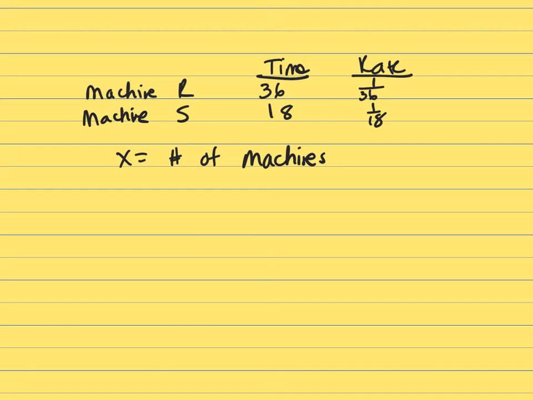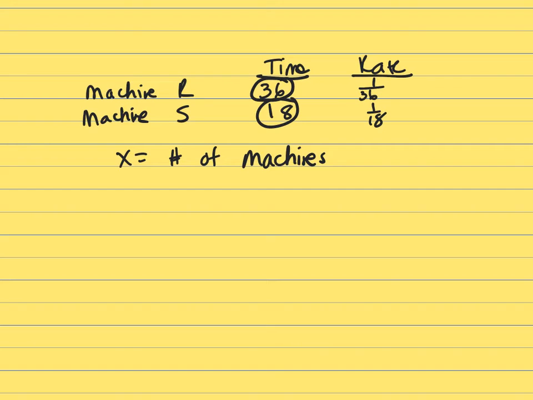All right, we're given machine R's time is 36 hours and machine S can do the same job in 18 hours. So those are individual times. If you want to represent a machine working with another machine, you calculate its rate, and it's always the reciprocal of its time. All right, and what am I trying to find? How many machines of type R were used, and we're told that they use the same number of machines.